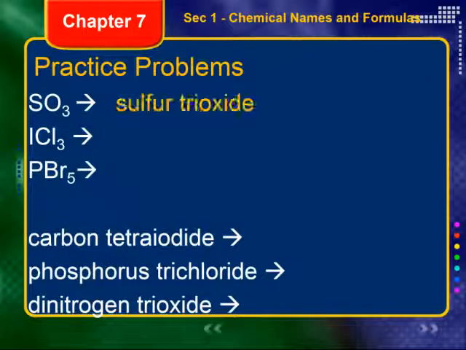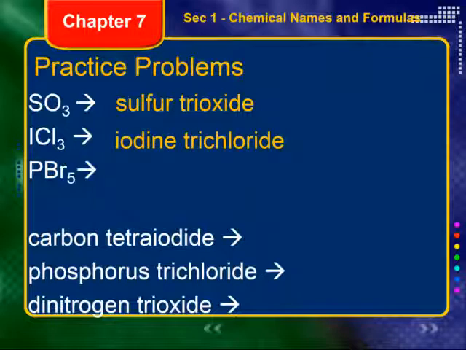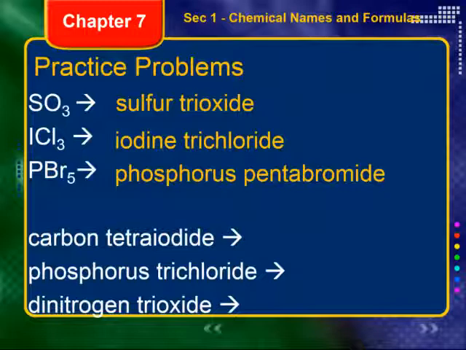All right, guys. First up, sulfur trioxide. Second up, iodine trichloride. Next up, phosphorus pentabromide. Now we're trying to write formulas from names. CI4, PCl3, SO3.